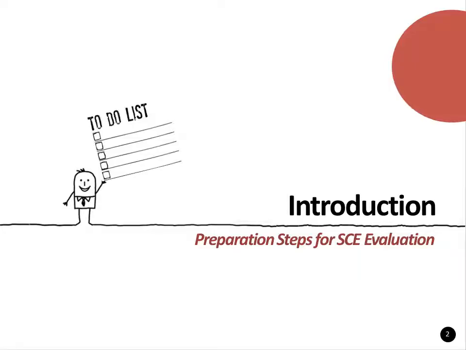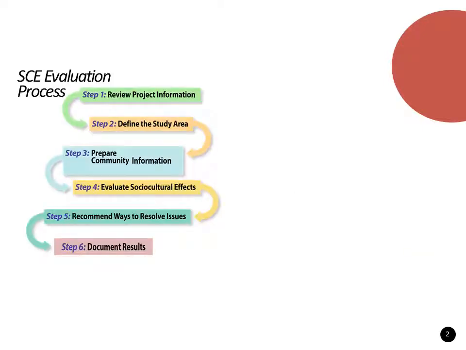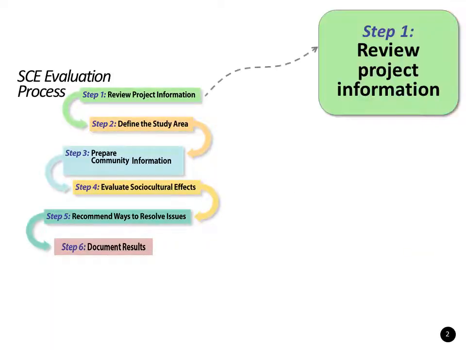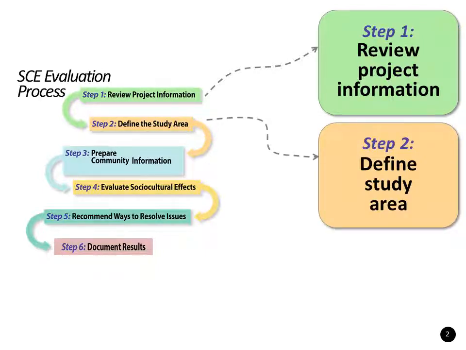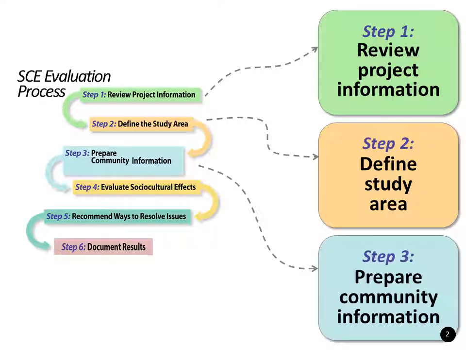The preparation steps for sociocultural effects evaluation are steps 1 through 3 of the evaluation process. Step 1 is to review the project information. Step 2 is to define the study area encompassing areas with potential for project effects. And Step 3 is to prepare community information that describes demographics and community resources in potentially affected areas.